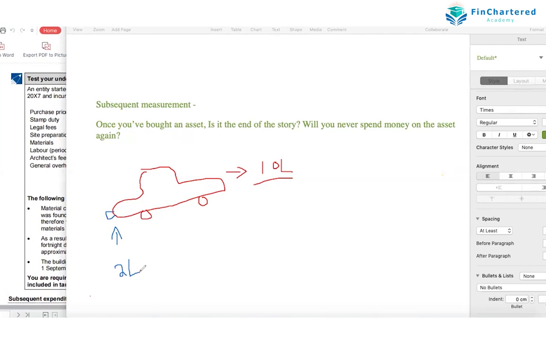This expense is subsequent expenditure. Subsequent expenditure is money spent on an asset after you've bought it. Right? Money spent on an asset after you've bought it, at a later stage.